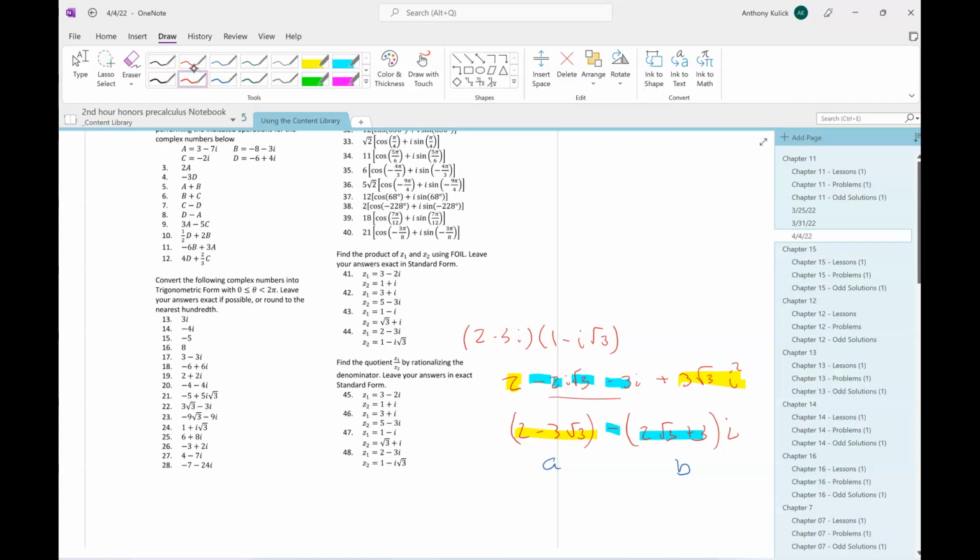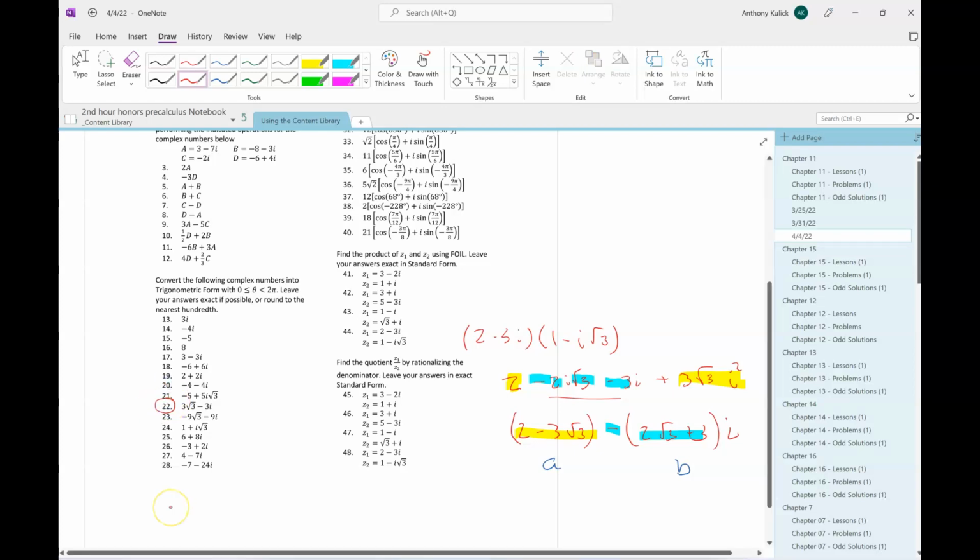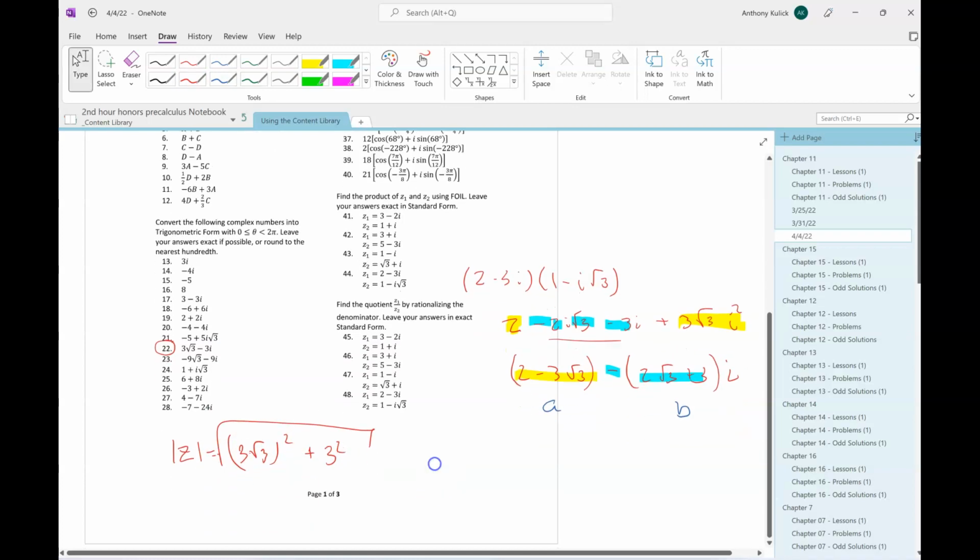Ava, can you do number 22? Okay. So the first thing we want to do is the absolute value. So that's going to be 3 root 3 squared plus negative 3 squared. So 3 root 3 squared is 3 squared times root 3 squared. So 9 times 3 is 27. And then 3 squared is 9. So that's going to be 36. So that's 6. Okay with that?